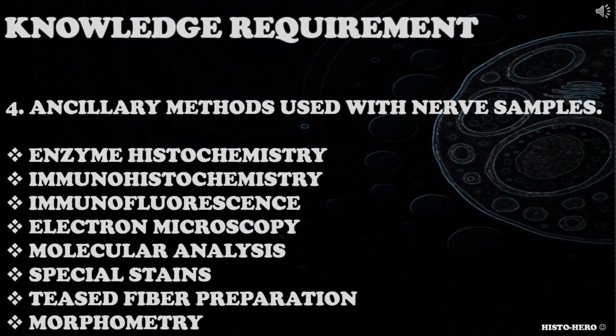The fourth knowledge requirement is for you to know the ancillary methods used with nerve samples. What ancillary methods are used for nerve biopsies? Consider special stains, enzyme histochemistry, IHC, IF, EM, molecular and genetic testing, teased fiber preparation and morphometry.